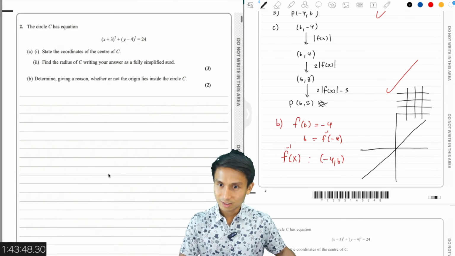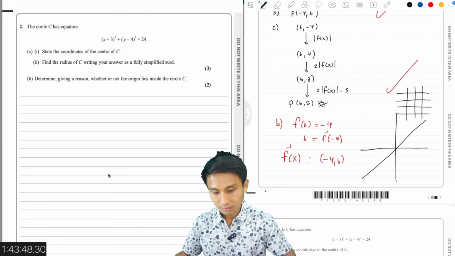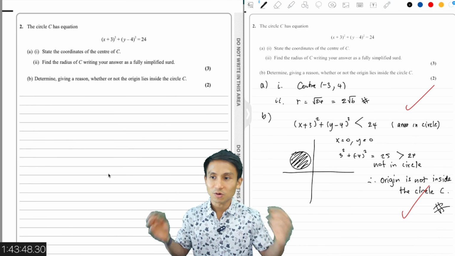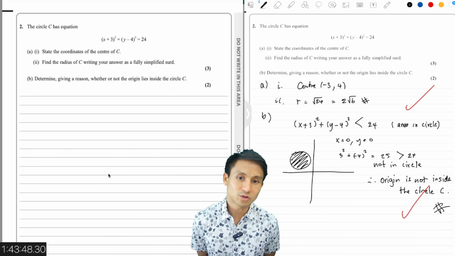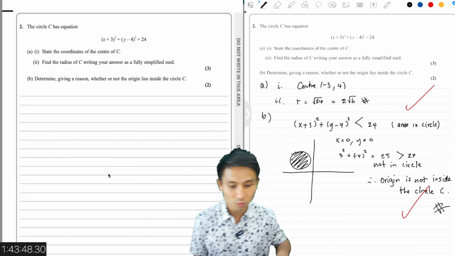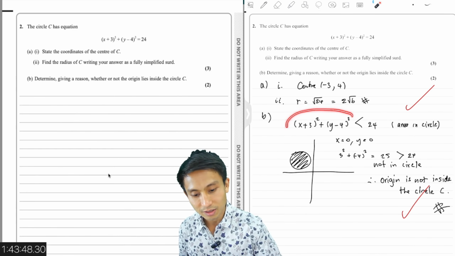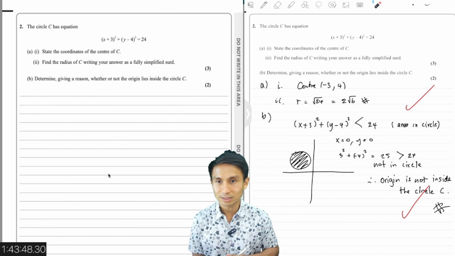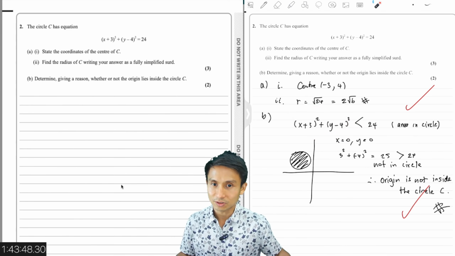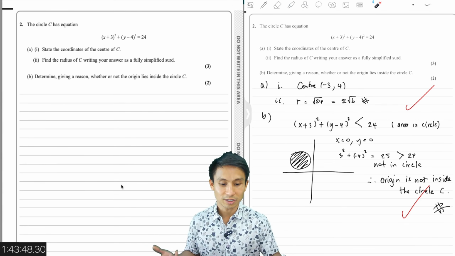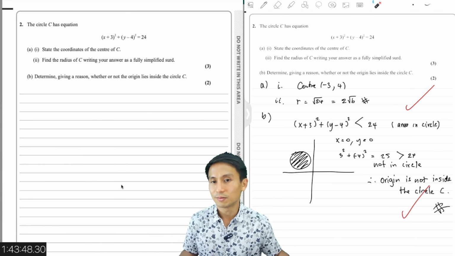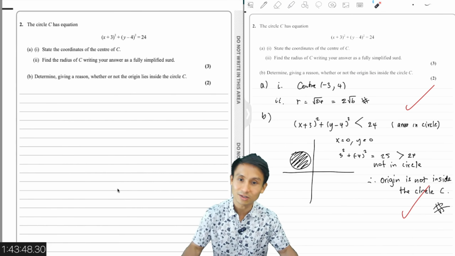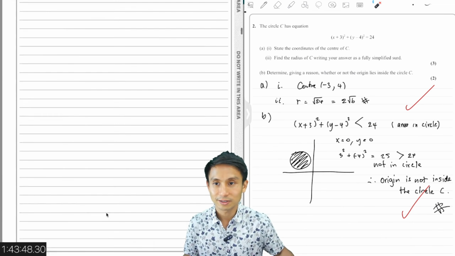Otherwise, it's fine. The only thing to stress again is part B here, where you have inside or outside the circle. It's only inside when it satisfies the inequality where the expression here is less than the radius squared. That's the thing to know. So if you sub in the origin, we got 25, so that was fine.